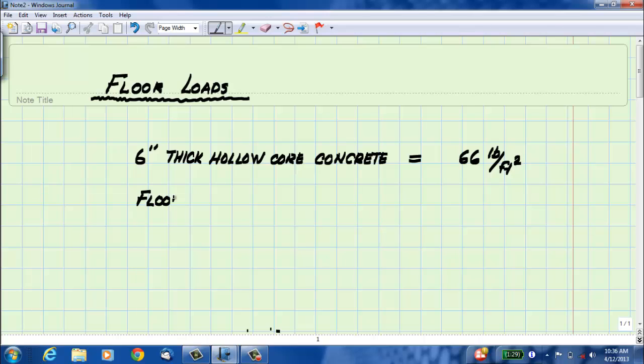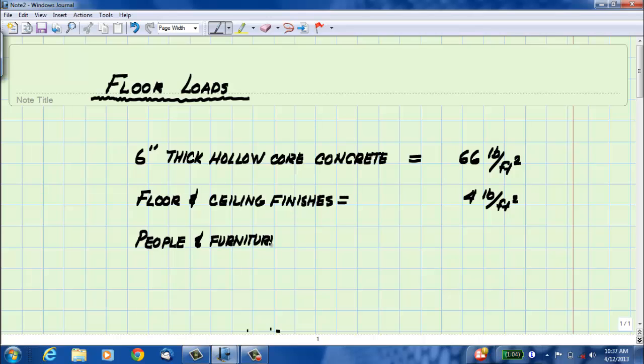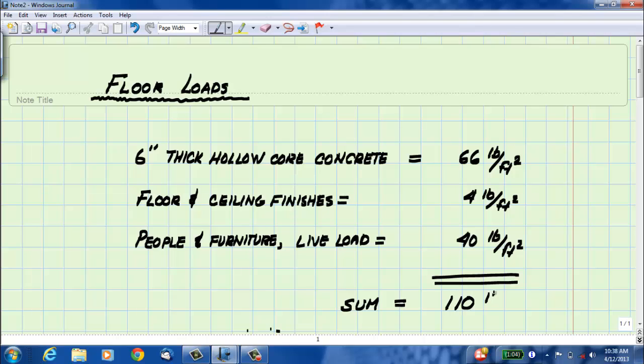Finishes, such as floor tile on the floor and finishes on the ceiling below, will add another 4 pounds per square foot. If the room is full of people or furniture, we could expect another 40 pounds per square foot. Then the total floor load is the sum, or 110 pounds per square foot.